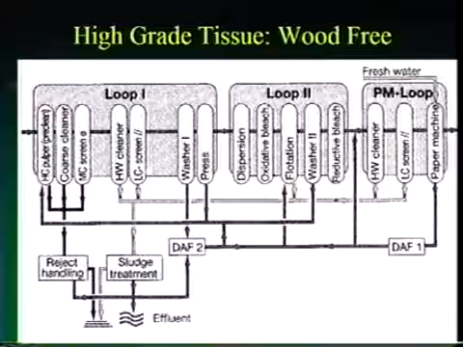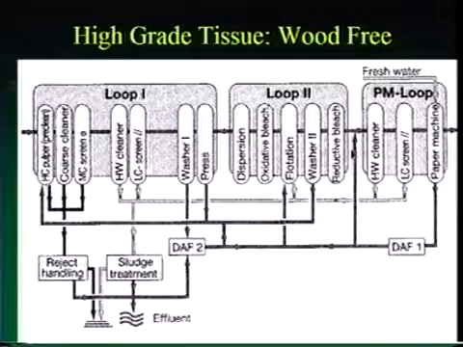Now, in contrast, if we were trying to make high-grade tissue wood-free, we're going to add a couple operations. So one of the operations we'll add is right here in loop 2. We're going to have oxidative bleaching also in loop 2. So we have oxidative and reductive bleaching both in loop 2. So we're going to get to a higher brightness there.